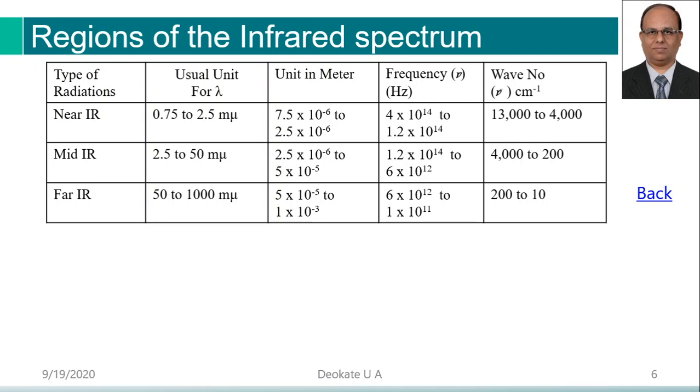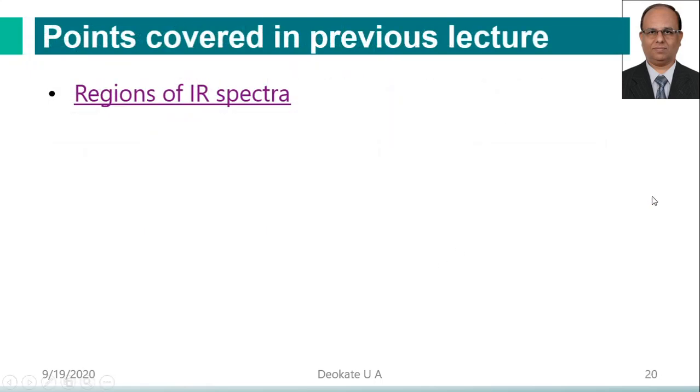Generally, we are using wave number in the infrared spectrum. So the wave number in centimeter inverse can be divided into three parts in this way: 13,000 to 4,000 near infrared, 4,000 to 200 mid infrared, and 200 to 10 far infrared.